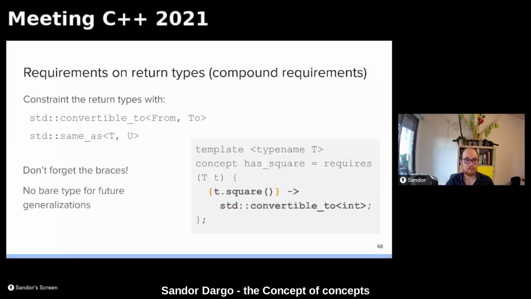If you are familiar with the technical specification for concepts that I think was released in 2016, if I'm not mistaken, you could use the bare types there. You could write simply an integer, but right now you cannot write bare types anymore because of future generalizations.